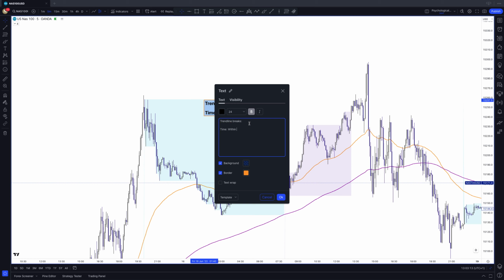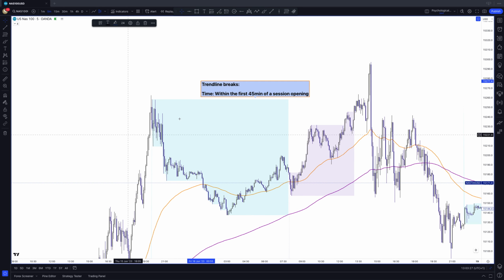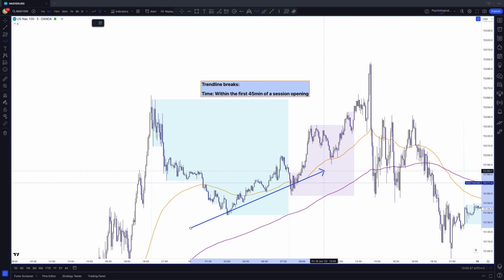And this is within the first 45 min of a session opening. Okay, that's the time factor. All right, now you see the session opening. On the chart in front of you, you see this blue overlay and this purple overlay. The blue overlay is Asia session. The purple overlay is London session, and I am trading the London session. So I want this trend line break to happen within the first 45 minutes of the London session opening.